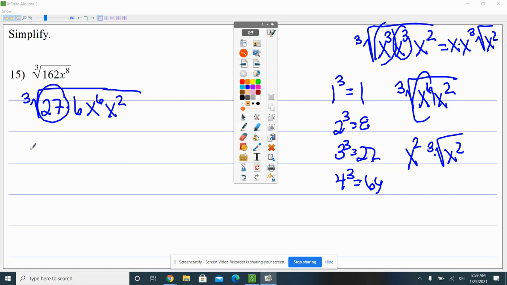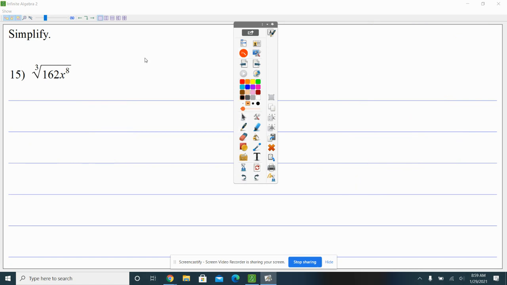Cube root of 27 is 3. Can't take out the 6, but I can take out the x to the 6th, because x squared, x squared, x squared equals x to the 6th. So that will be x squared, and then those will stay underneath, which is the 6x squared. Not a perfect cube, but it can be simplified.